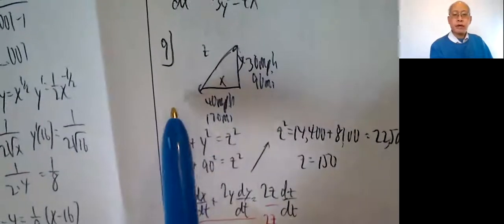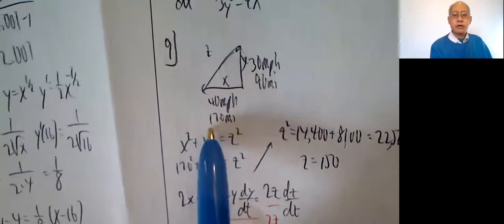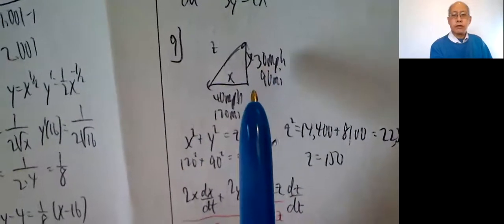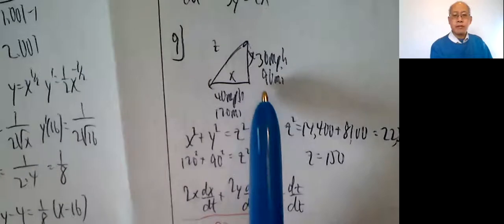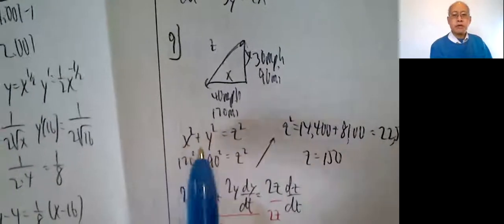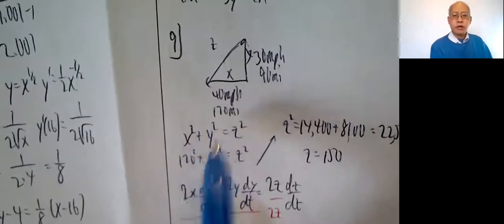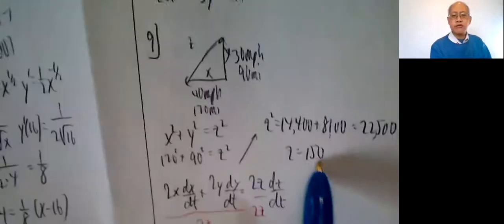Number 9: 40 miles an hour west times 3 hours is 120 miles. 30 miles an hour north times 3 hours is 90 miles. Pythagorean theorem: x squared plus y squared equals z squared. Plug in 120 here, 90 here. That gives me z of 150.